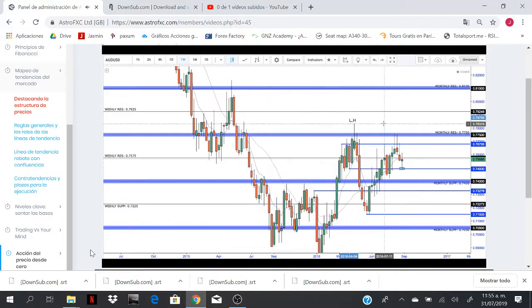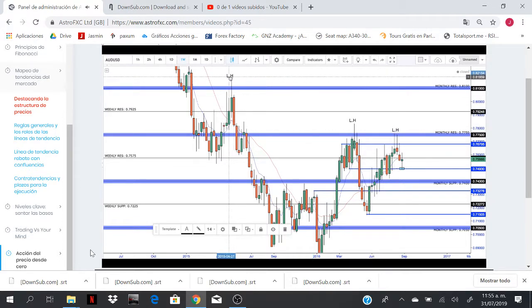Maybe like size 14 or something. So we've got a lower high, a lower high here, a lower high there as well. So in the grand scheme of things, remember the market will follow the overall bigger picture. Lower high, lower high, lower high, capped by 7,750.